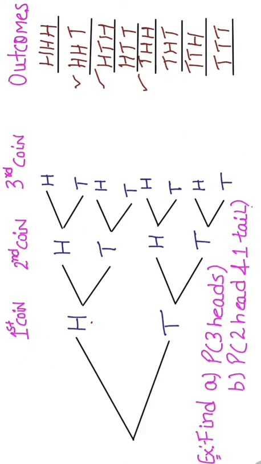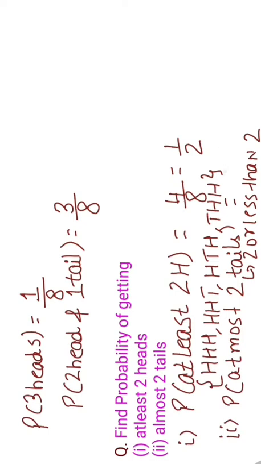Leaving only one outcome having 3 tails, all the outcomes satisfy this condition of having 2 or less than 2 tails. Only this outcome is having more than 2 tails. So here the number of favorable outcomes is 7 divided by the total number of outcomes 8. So the probability will be 7 by 8.